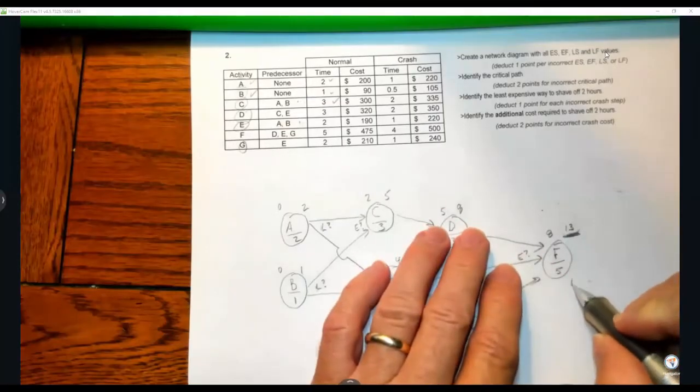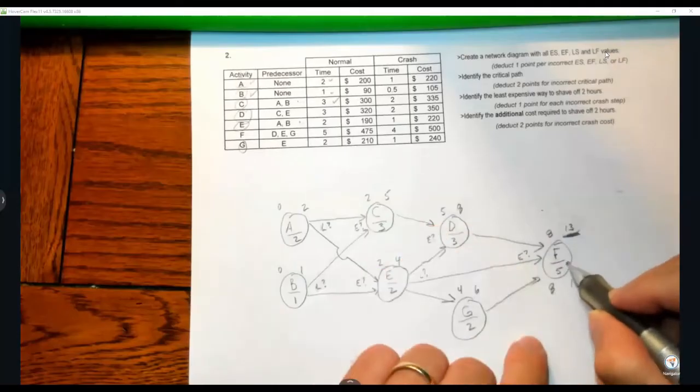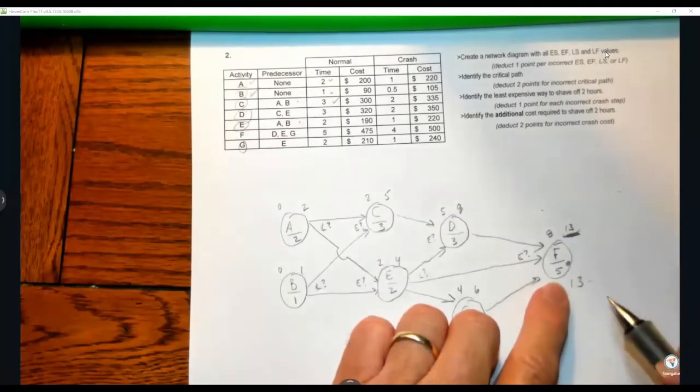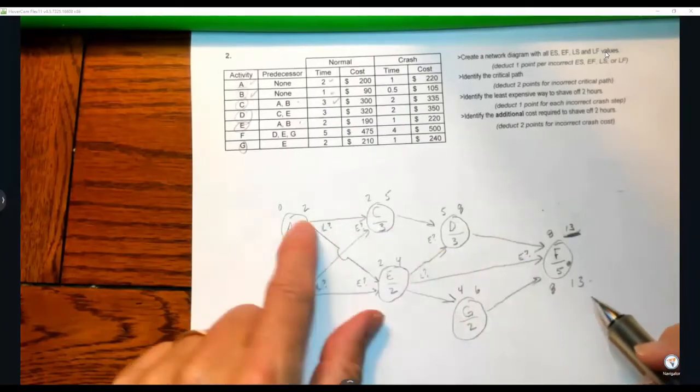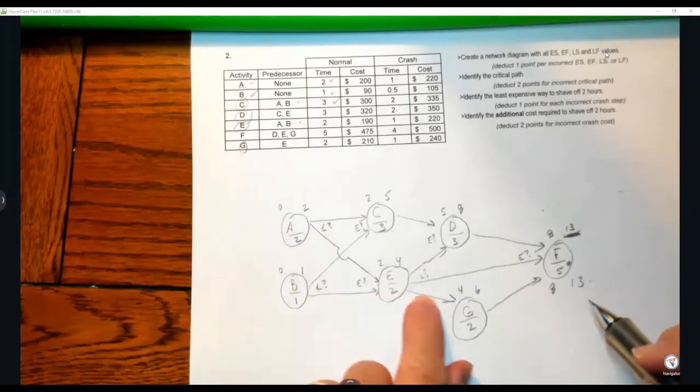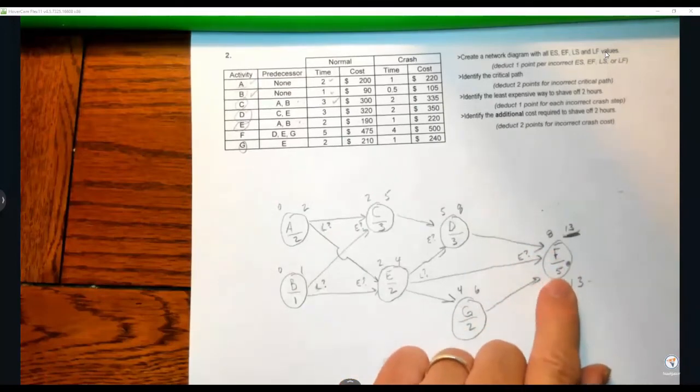As we did before, we put 13. 13 minus 5 is 8. Obviously, this is a critical path. Why? Because every path that you could possibly plan for goes through this point. So you know that's in the critical path because it has to be.